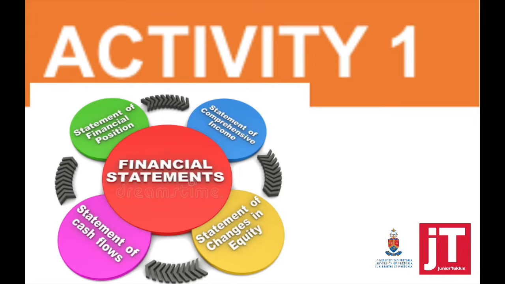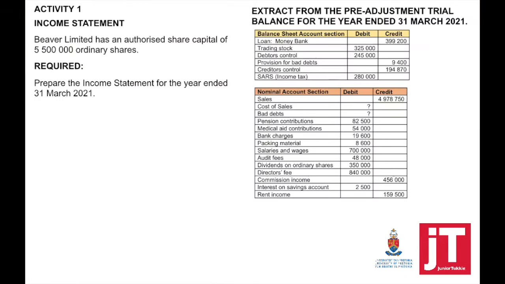When we look at Chapter 4, our focus was on adjustments. So whenever you work through these activities and you find that you're not sure about the adjustments, please go back to Chapter 4 and revise and have a look at the adjustments with regards to, for example, a prepaid expense, accrued income. Activity 1, Income Statement.